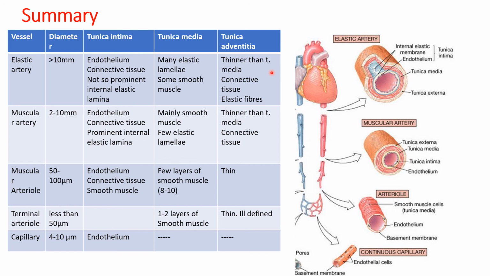The tunica adventitia is thinner in the elastic artery compared to the tunica media. The tunica media is the thickest layer in the wall of the elastic artery. In the tunica adventitia, there will be some connective tissue and elastic fibers along with the vasa vasorum and the nerves. Similar structure is seen in the muscular artery. However, there will be more of connective tissue, less of elastic fibers here. In the muscular arteriole, the tunica adventitia is thin. In the terminal arteriole, it is very, very ill-defined, and this layer is altogether absent in case of the capillaries.